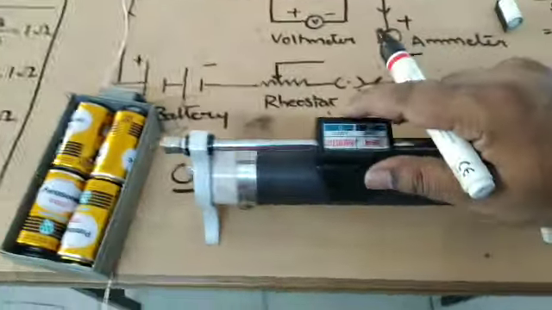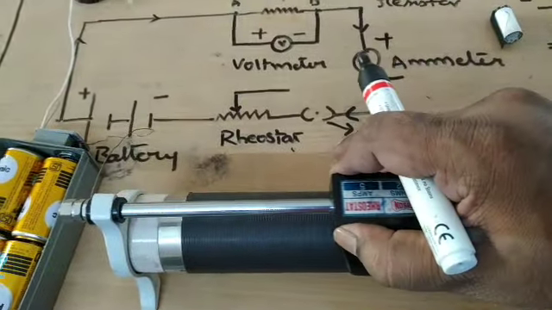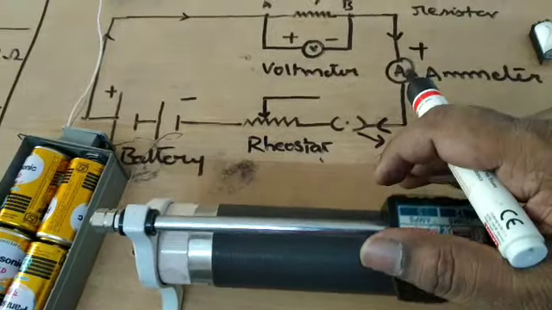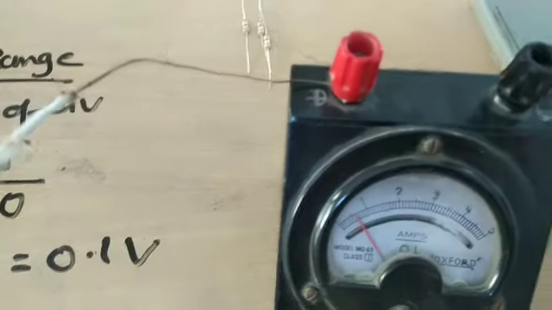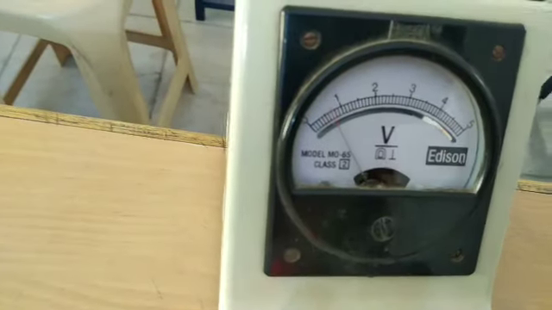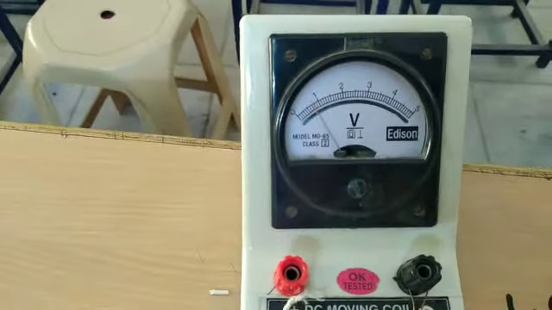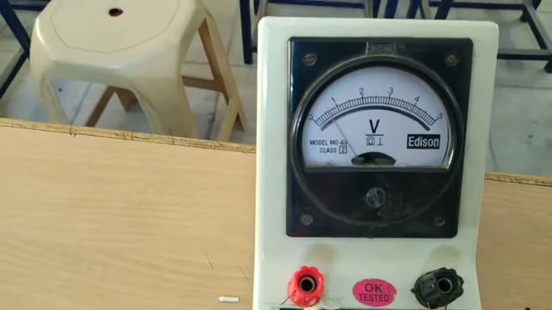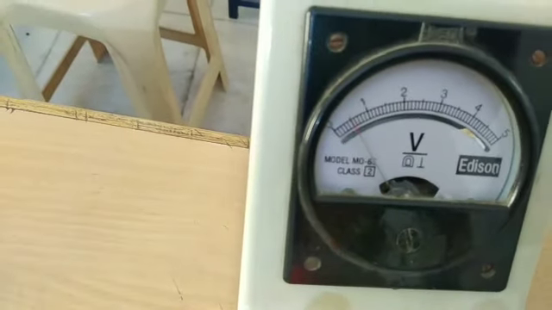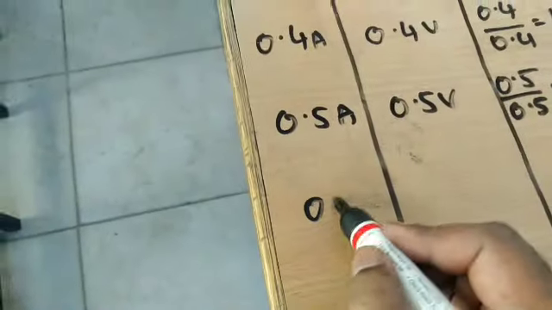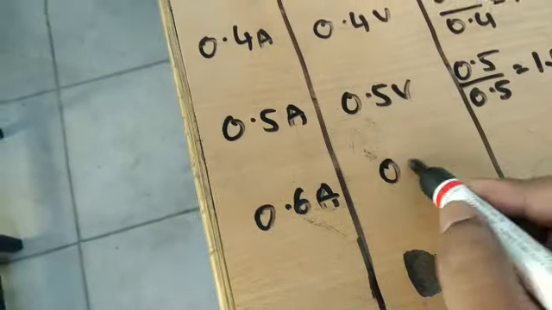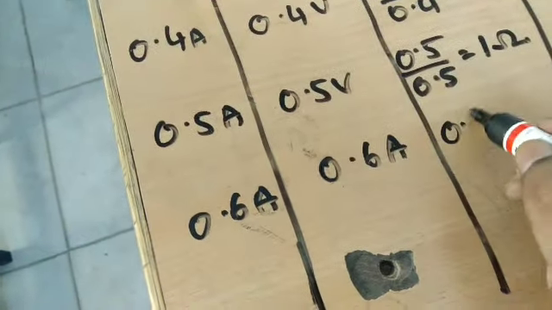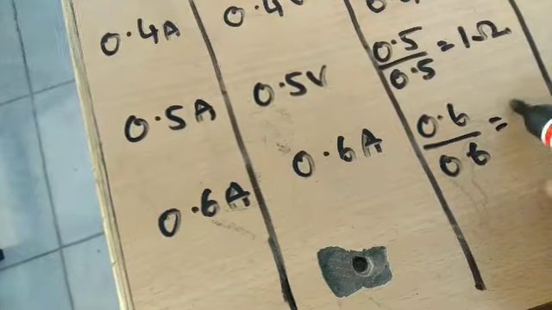So like this you can increase the current in the circuit or decrease the current in the circuit by adjusting the slider position. Again now see the reading. How much is it? 0.6. Again in the voltmeter it is showing how much? 0.6. So record the value again. 0.6 ampere and 0.6 volt. So 0.6 by 0.6 equal to 1 ohm.